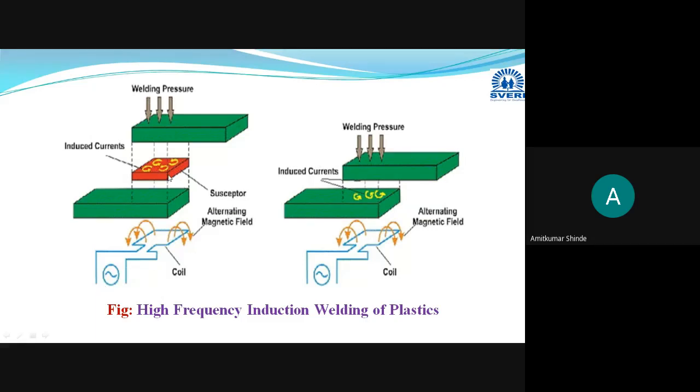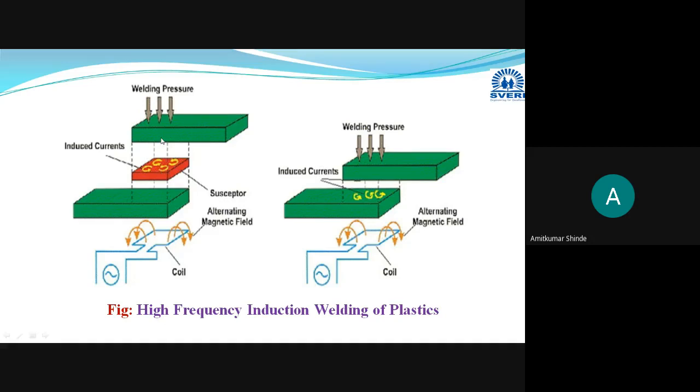Now this susceptor, or metal insert, will provide heat by thermal conduction to the two plastic materials which we want to join, because this metal susceptor is at a high temperature.